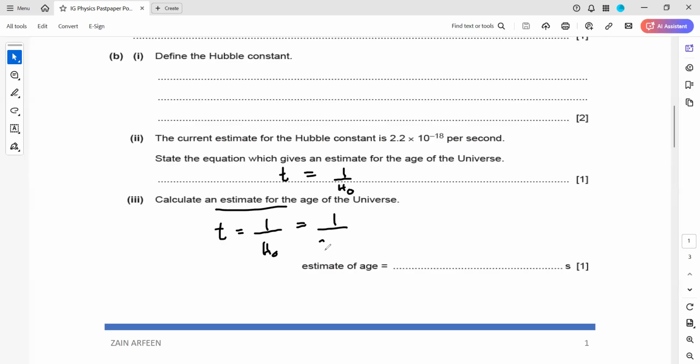So it will be 1 divided by 2.2 into 10 to the power minus 18. So we got how much? 4.55 into 10 to the power 17. Positive 17. Yeah, negative would be very small, like 0.0000.